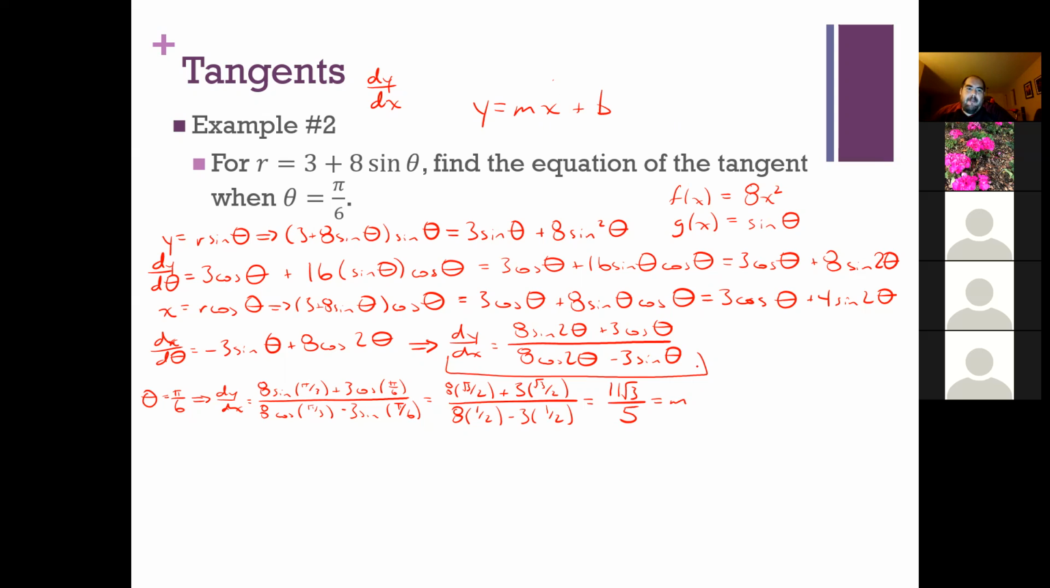So how do I go about getting b? Set x equals 0, because that's the y-intercept. That's how you get the y-intercept, but this slope we have, this 11 radical 3 over 5, is only the slope at this one point, which might not be on the x-axis. Is there some other way I can get x and y?